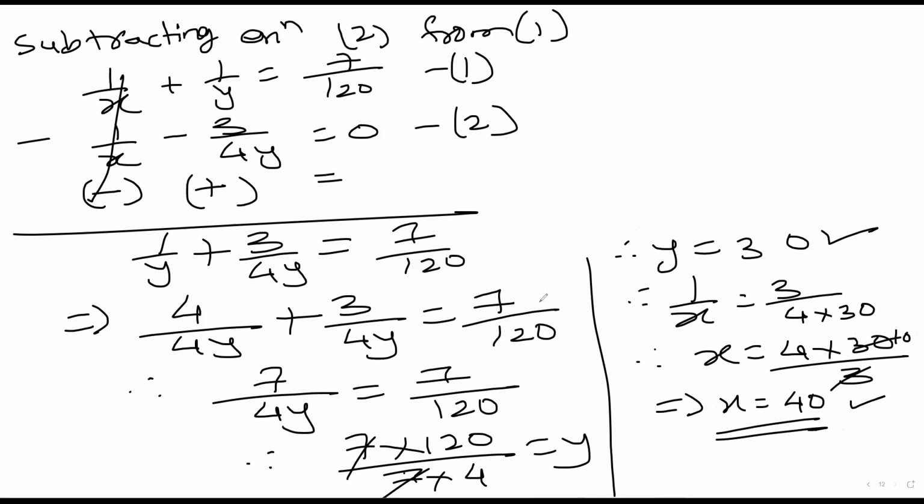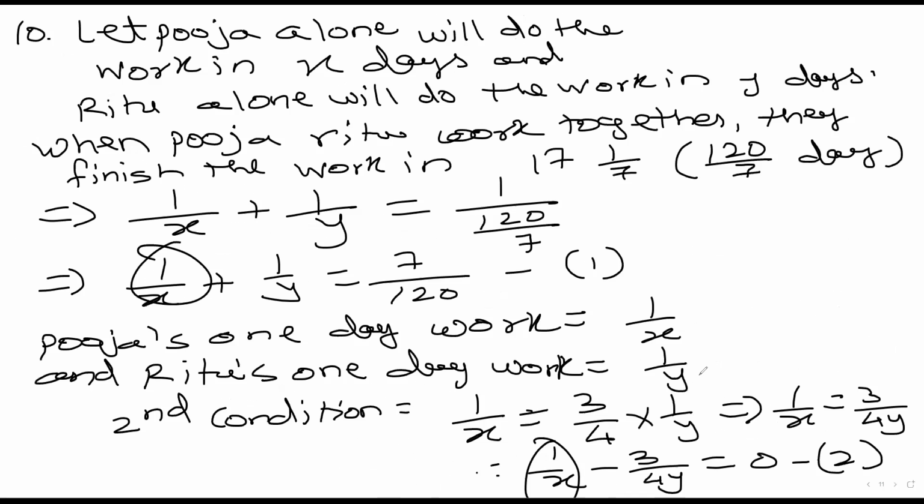Yes, absolutely, you can do that. What he's saying is correct. In fact, that is also correct. You can cross multiply here itself, no need for this. So you get 4y is equal to 3x, and you can substitute the value in the first equation. If you solve it, you'll get the same answer.